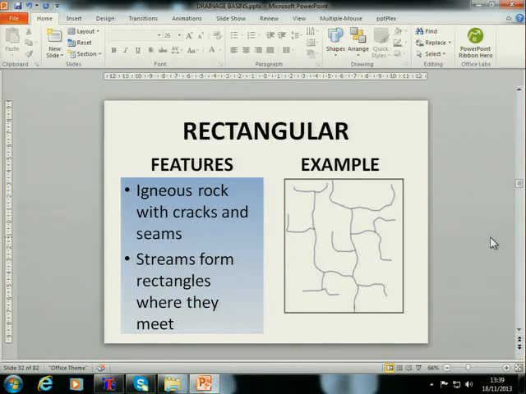The next pattern, or the second most common one, is the rectangular pattern. The features of the rectangular pattern are that we get it in igneous rock. That igneous rock has cracks and seams. The streams form rectangles where they meet. Now on the right hand side, that is the kind of feature that you will see on the topographical map.